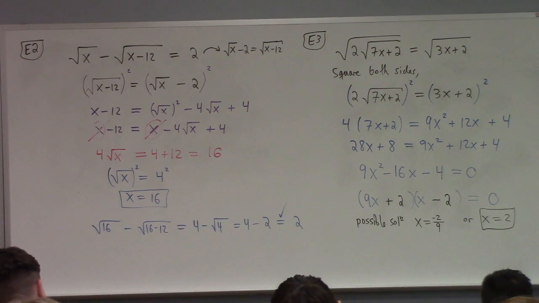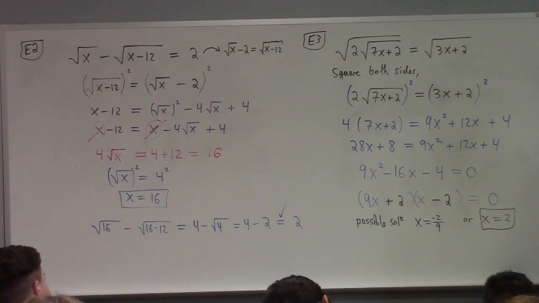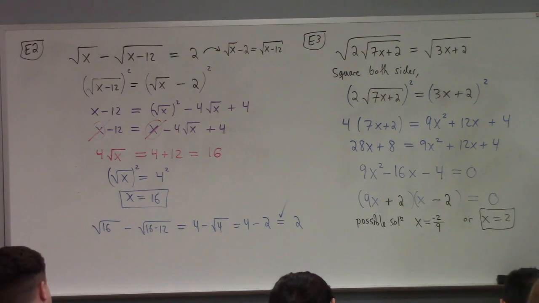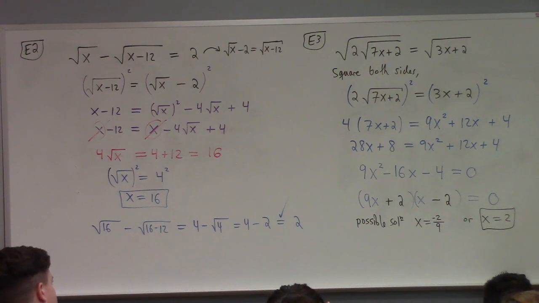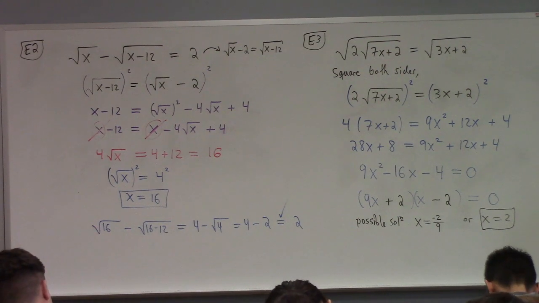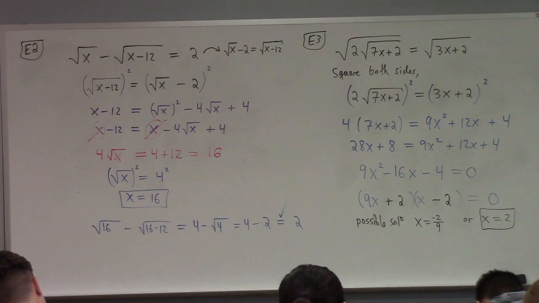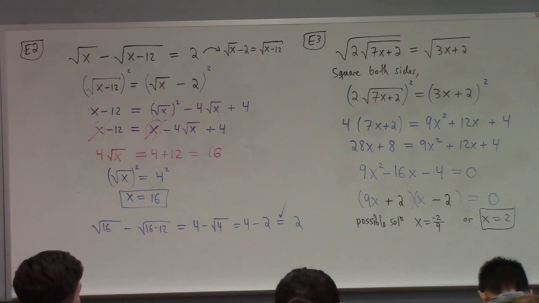Minus 2/9, I really don't want to check, but I will. All right, so we have the square root of 2 times the square root of 7 times minus 2 over 9 plus 2. So that is the square root of 2 times the square root of minus 14 plus 18 over 9. Well, at least it's positive. That's a good sign.